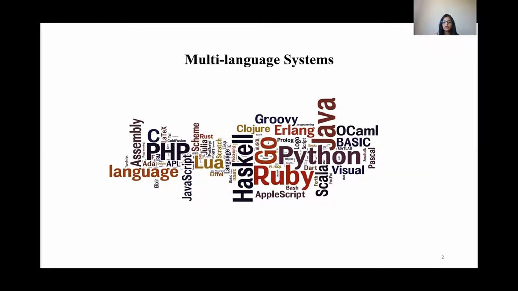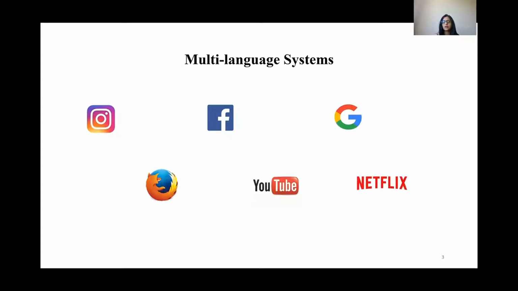Basically, multilanguage systems are systems that are developed with a combination of programming languages. Several applications with which we interact daily, including Instagram, Facebook, Google Chrome, YouTube, and Netflix, are all developed with a combination of programming languages. Those systems introduce several benefits that explain their popularity, including lower development cost.